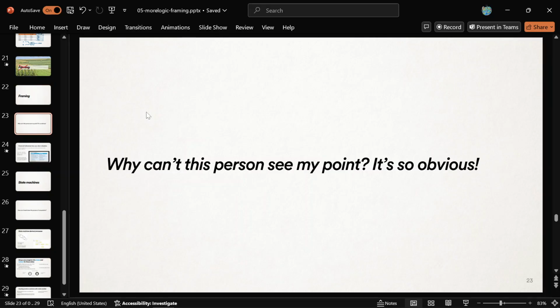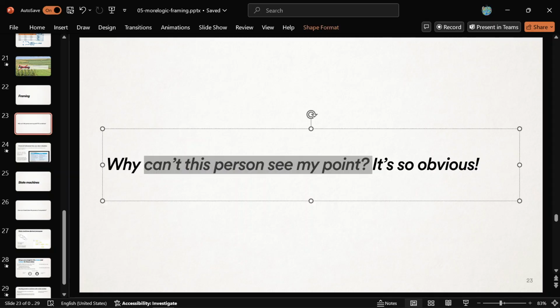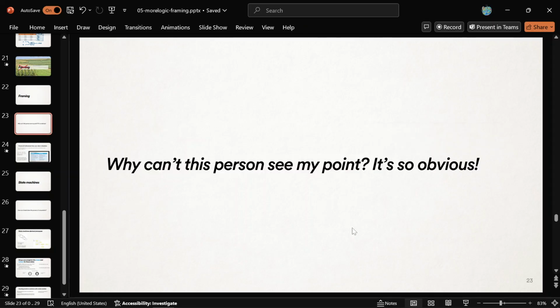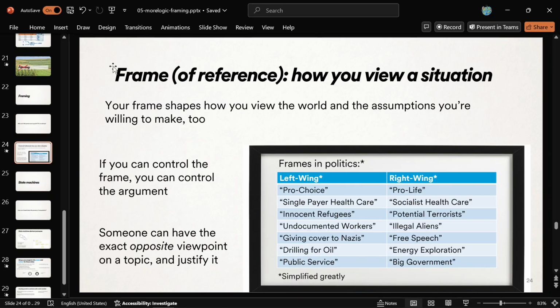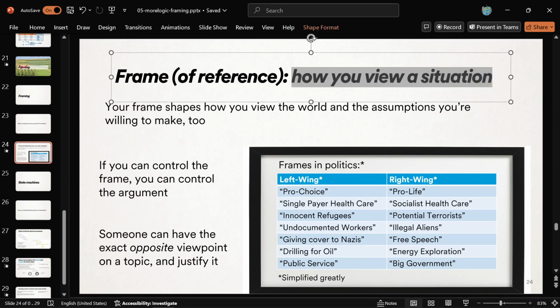It's like when you're arguing with other humans, you might feel like you're yelling at a wall, and this other person is not seeing your point, but to you that point is so obvious. Why are they not getting it? Here's the answer. We have to talk about the frame of reference. It's just your worldview, how you view a situation.